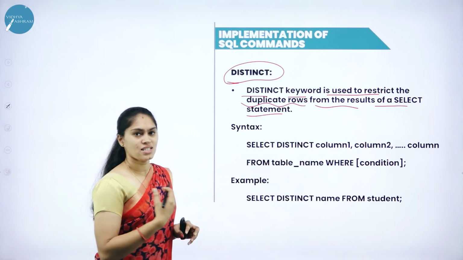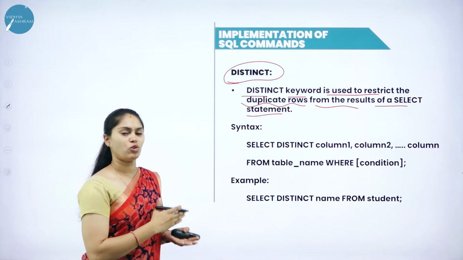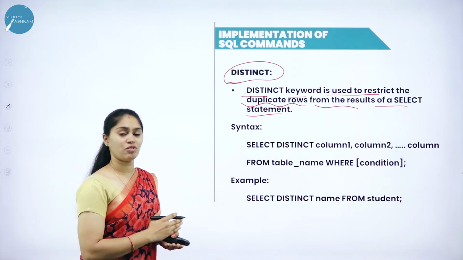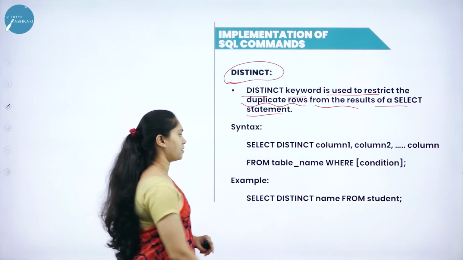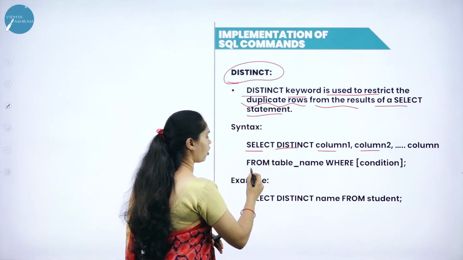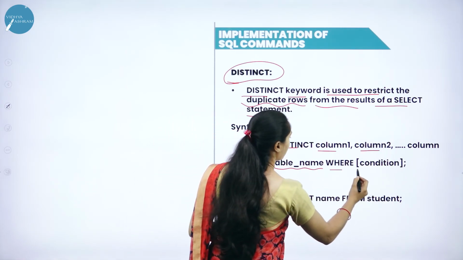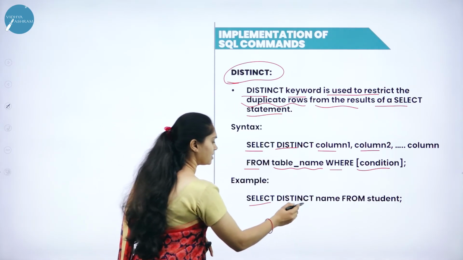If I have the same rows or the same values more than one time, and I want to avoid all that redundancy or duplicacy, then I have to use this DISTINCT statement. SELECT DISTINCT column1, column2, I can have any number of columns, FROM table name WHERE I give a condition. So you can see here, SELECT DISTINCT name.